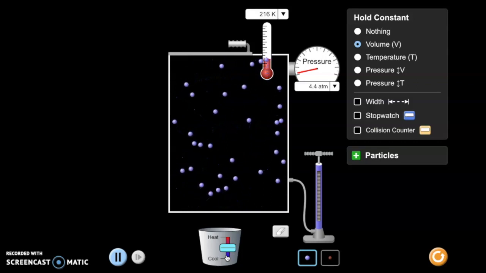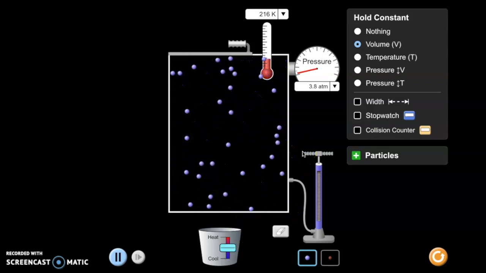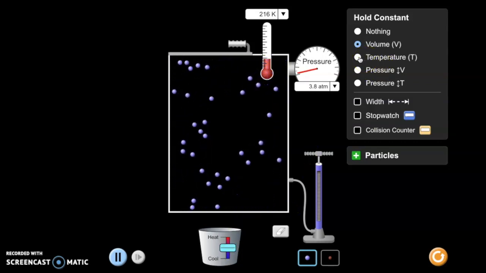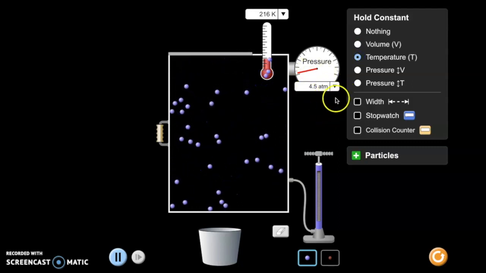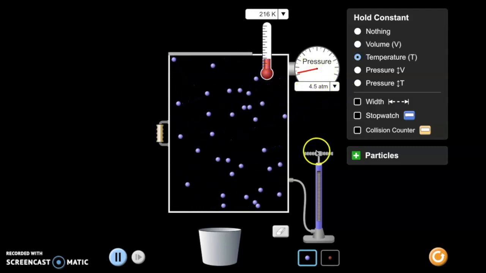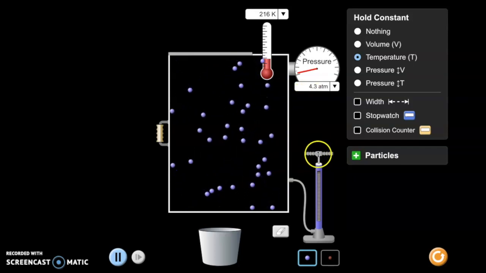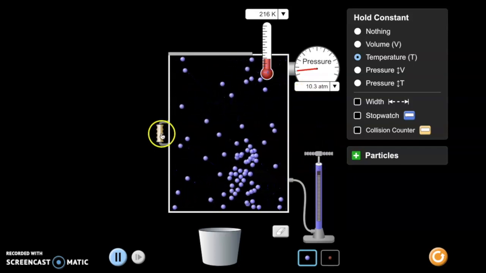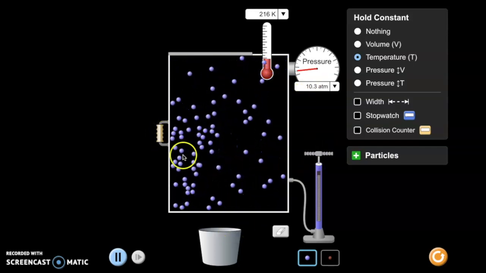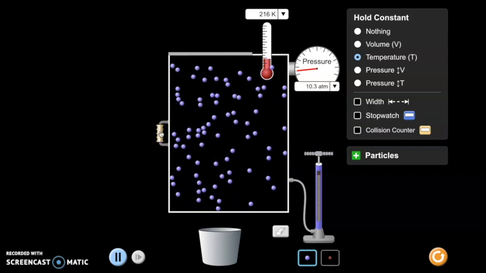Now, there are some other interesting things that can happen with this. If we go ahead and keep the temperature constant, and we want to keep the pressure constant also, so I'm going to keep that right around, looks like maybe 4 atmospheres. Let me go ahead and add a few more particles here. Let's keep that right, yeah, that's about 10 atmospheres.